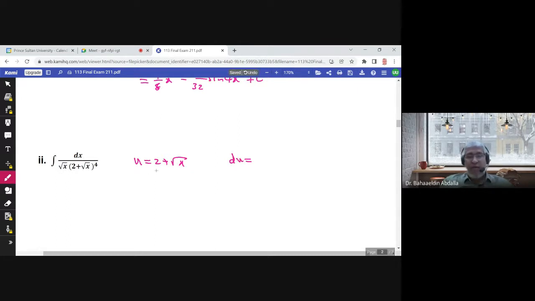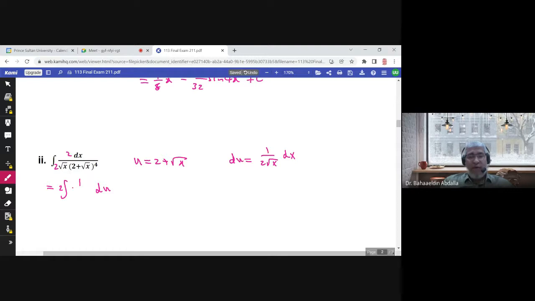So what is the derivative of this? Derivative of 2 is 0. Derivative of square root of x is 1 over 2 square root of x. And we already have square root of x here, but I need 2, so just multiply by 2 here and 2 here. So this would be equal to, of course, there is a dx here, so dx over 2 square root of x would be du. And this 2, I'll take it outside.